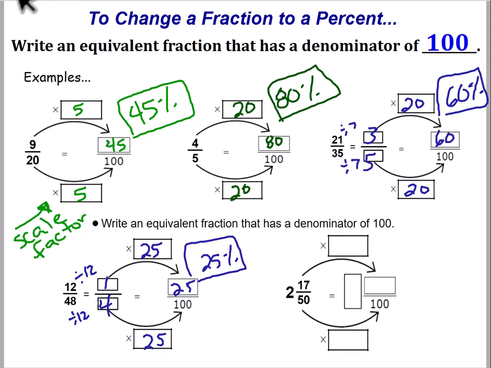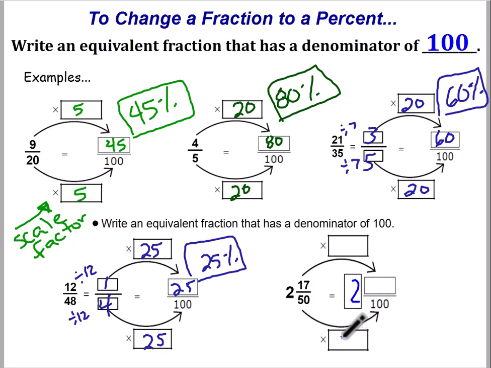And then our last example, it's a little bit different because it is a mixed number. We're going to keep the whole number as it is. We're not going to change that. So the 2 whole will remain the 2 whole. It's the fraction that we need to change the denominator. This isn't 17% because it's not 17 out of 50. We need to change the 50 to 100.